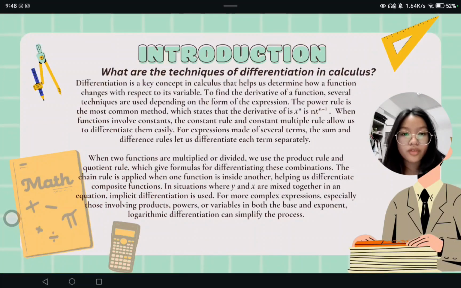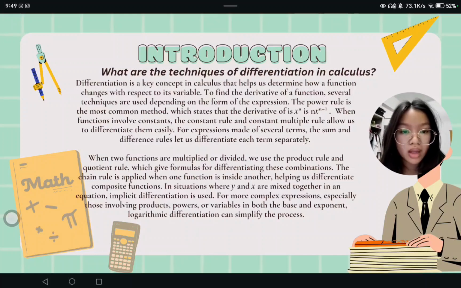What are the techniques of derivatives in calculus? Differentiation is a key concept in calculus that helps us determine how a function changes with respect to its variable. To find the derivative of a function, several techniques are used depending on the form of the equation. The power rule is the most common method. We state that the derivative of x to the power of n is n x to the power of n minus 1.